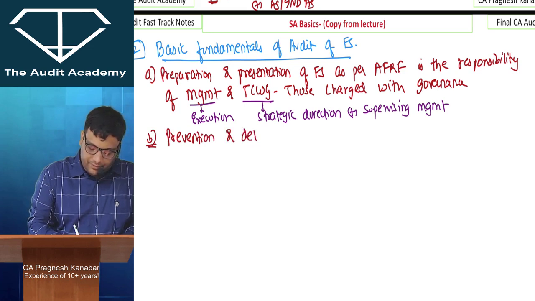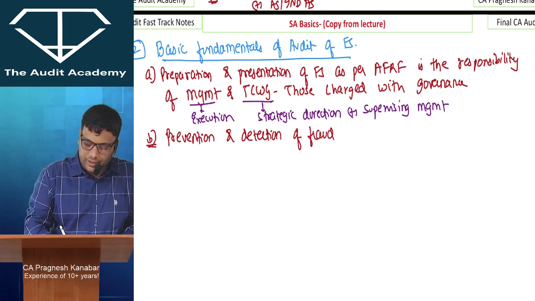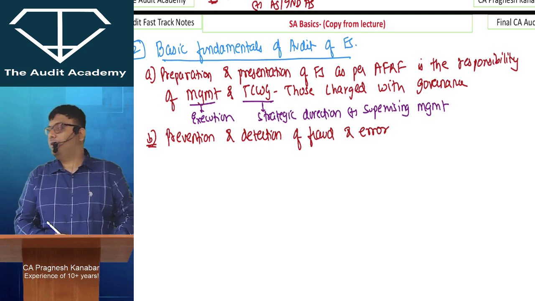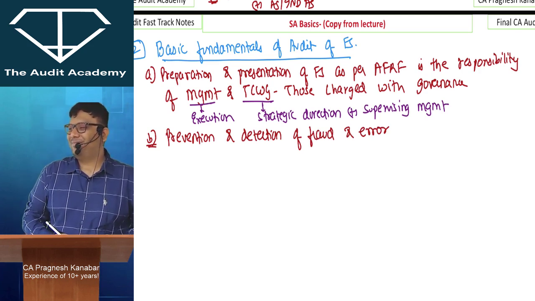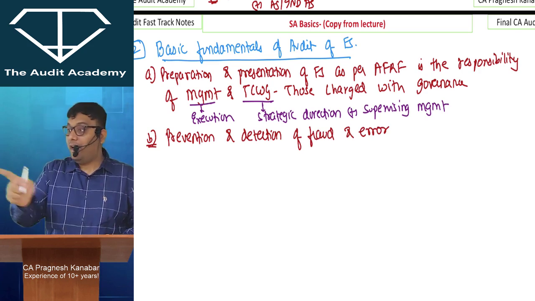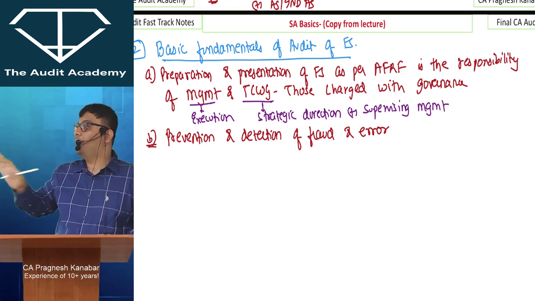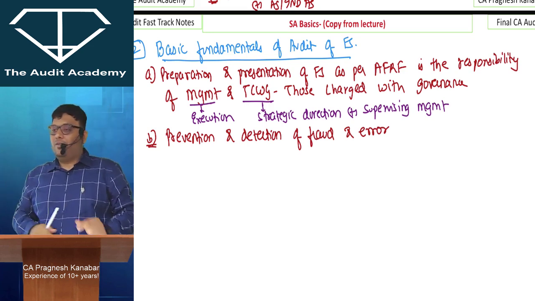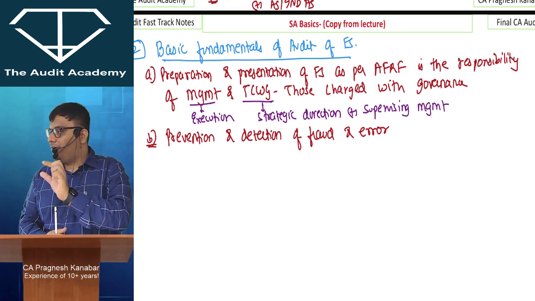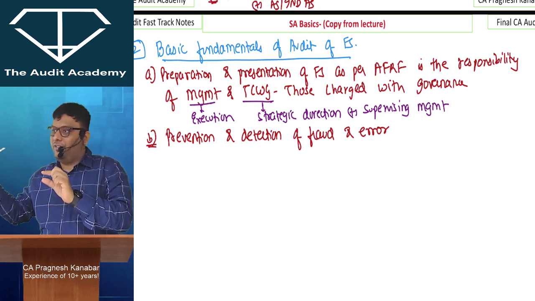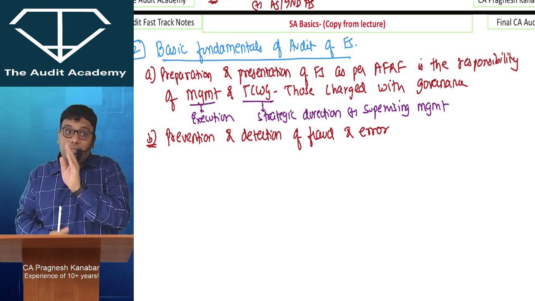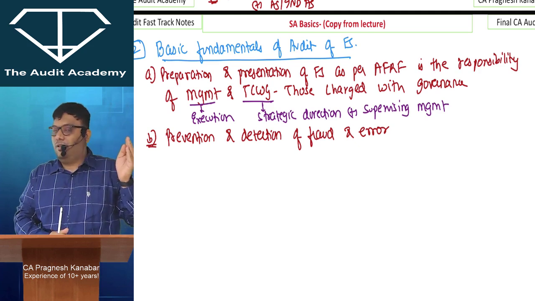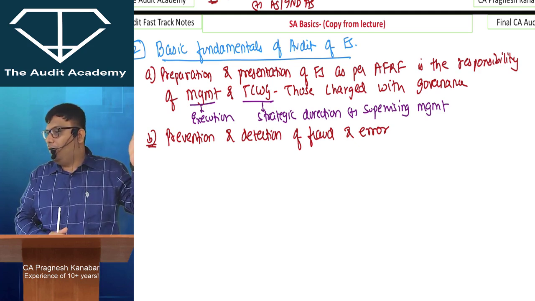Tell me, prevention and detection of fraud and error is the responsibility of management, auditor, or both of these? Obviously management. Primarily management. Very good answer. When it comes to prevention and detection of fraud and error, first responsibility will be of the management. I'm not saying auditor is not responsible at all. Auditor's main objective is to express an opinion.